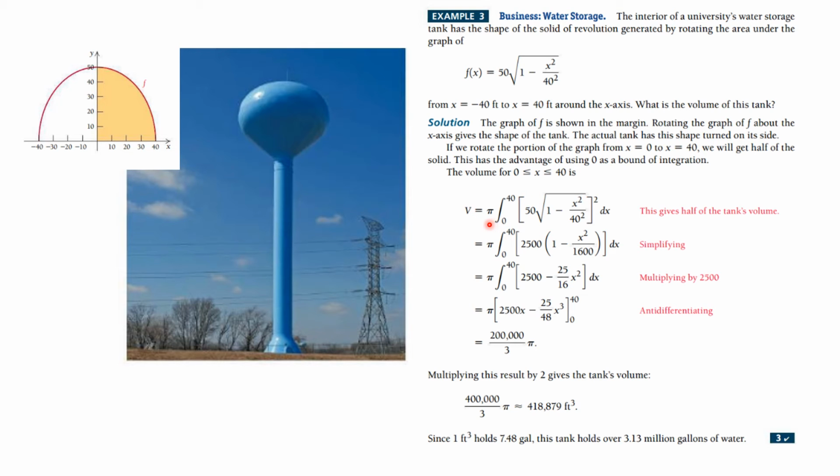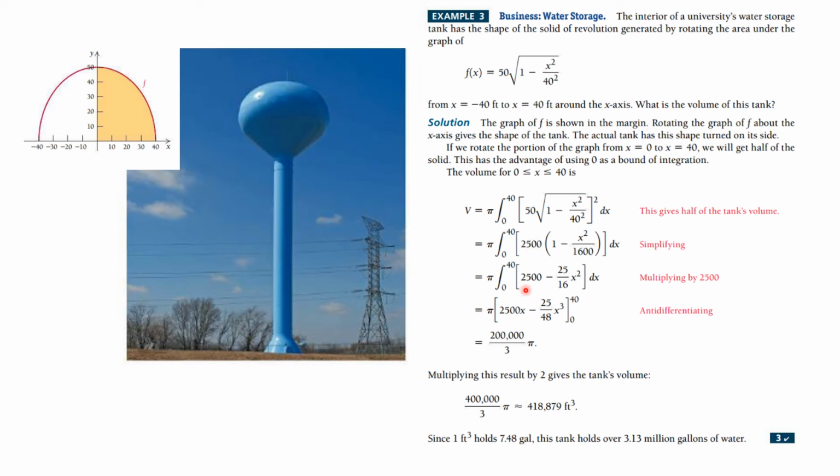So the volume is equal to pi. We're integrating from 0 to 40. And here is the function, whole squared dx. Now when we square this, we're going to be squaring both of them. So we're squaring 50 to get 2,500, and we're squaring this square root to get this. So that's the thing that we're going to be integrating. So we're going to go through then and integrate this.